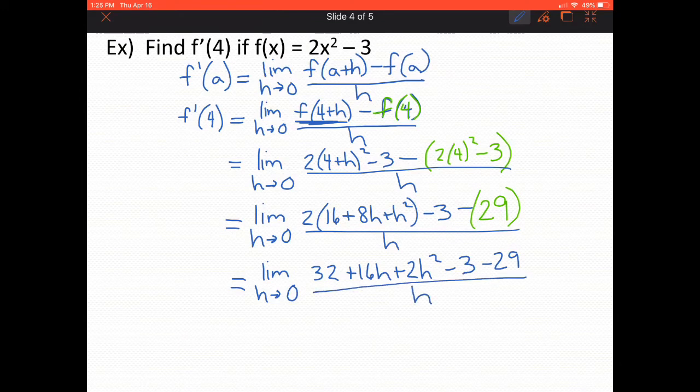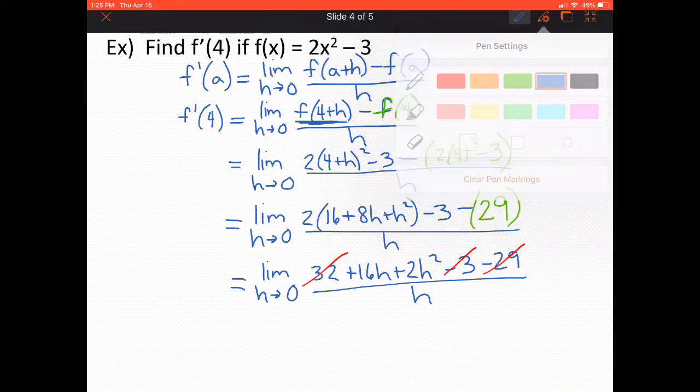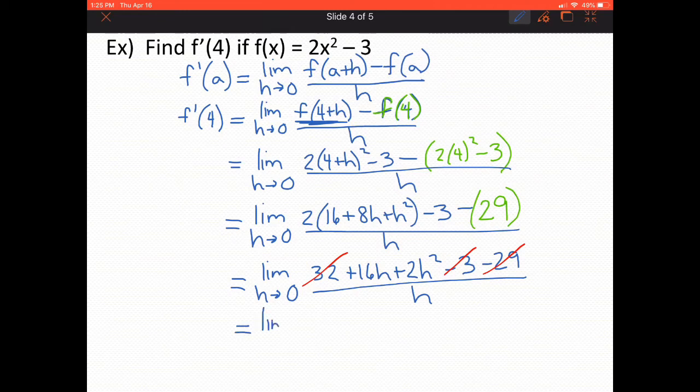All right, so let's try to simplify. I've got 32 minus 3 minus 29. 32 minus 3 is 29, minus 29, so it looks like those cancel. So I have the limit as h approaches 0 of 16h plus 2h squared all over h. Well, I still need to simplify, and I notice the two top parts have a greatest common factor of h. So I'm going to factor out h.